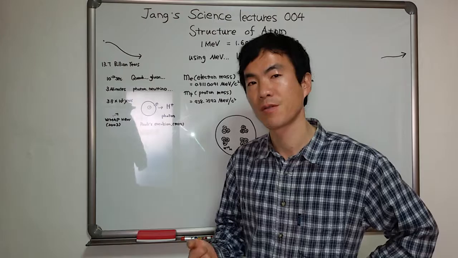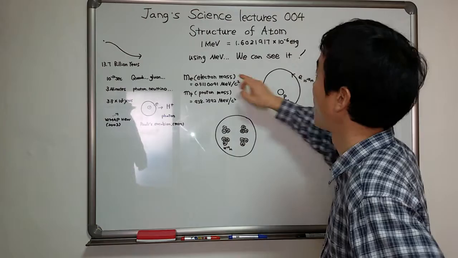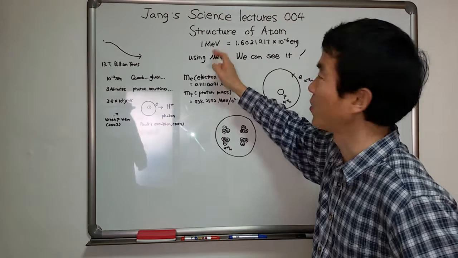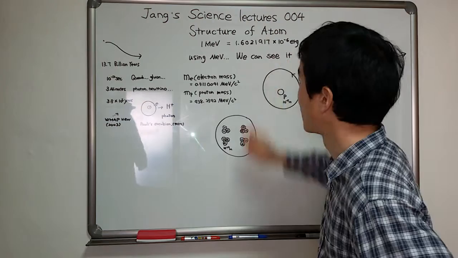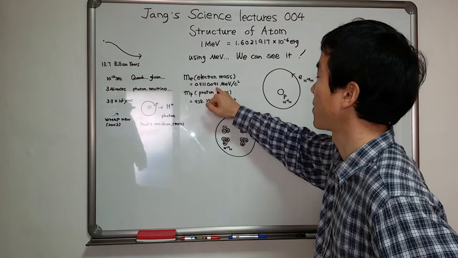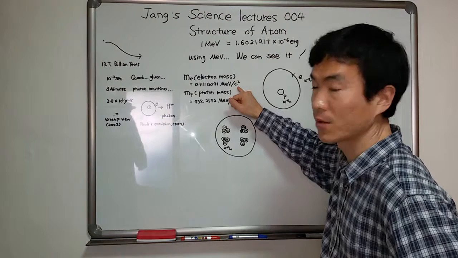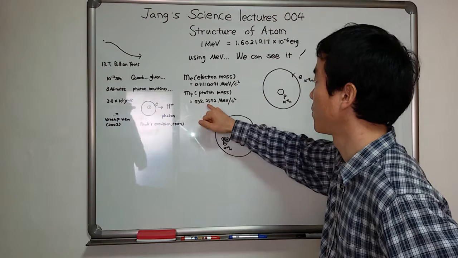Okay, to summarize, the structure of atom, lecture 004: mega electron volt is very, very large energy. Using the LHC accelerator at CERN, with parameters in the US, using mega electron volt we can see. Electron mass is 0.511 mega electron volt over c squared, where c is the speed of light. Proton mass is 938.2592 mega electron volt over c squared.